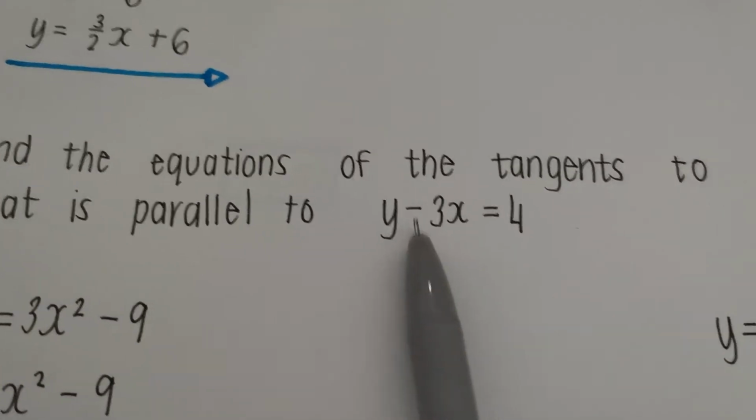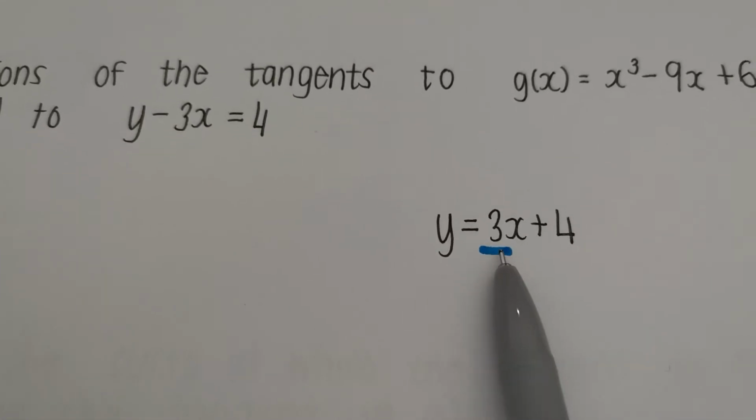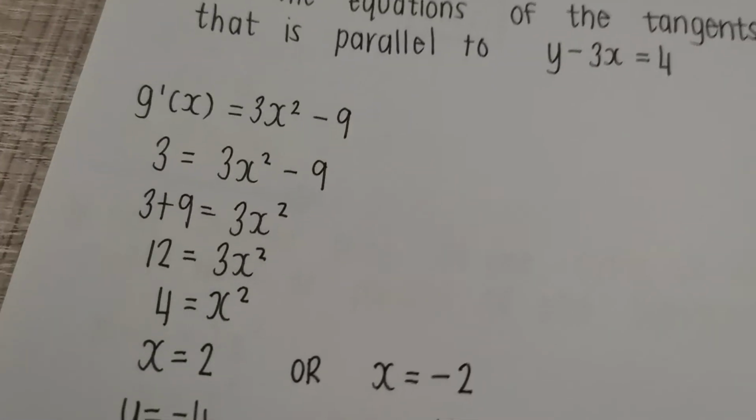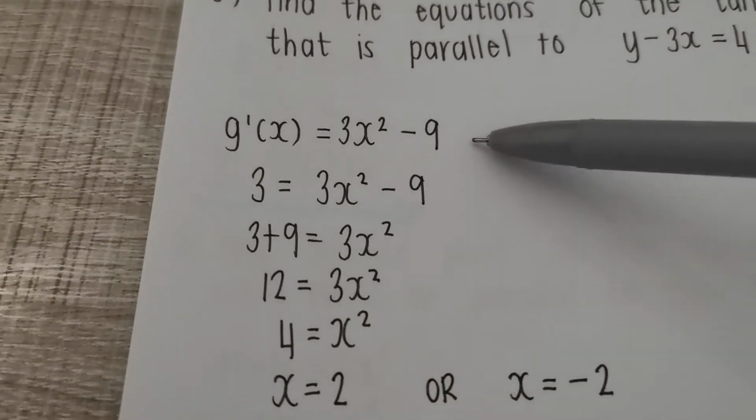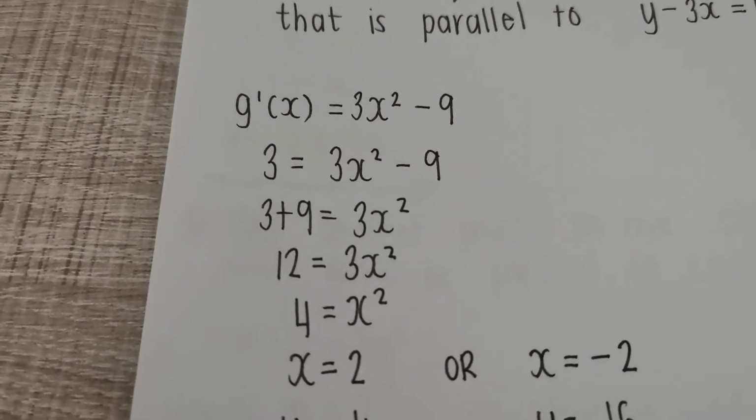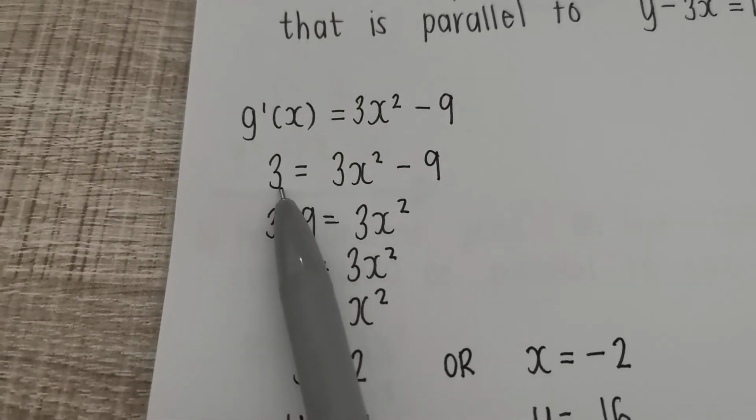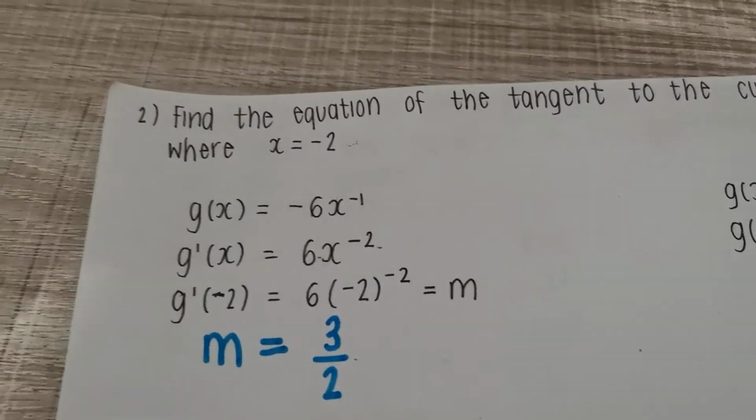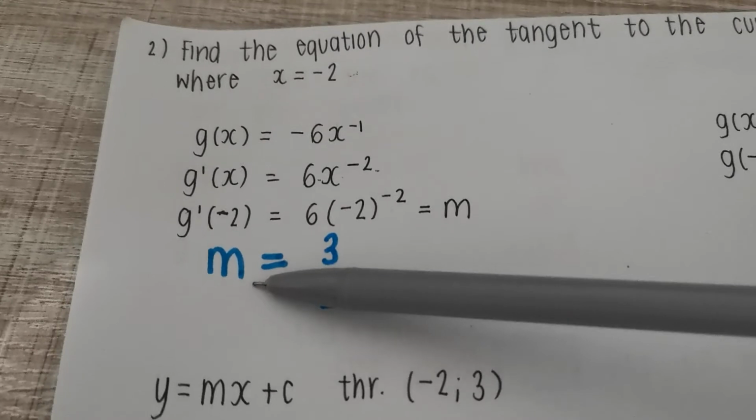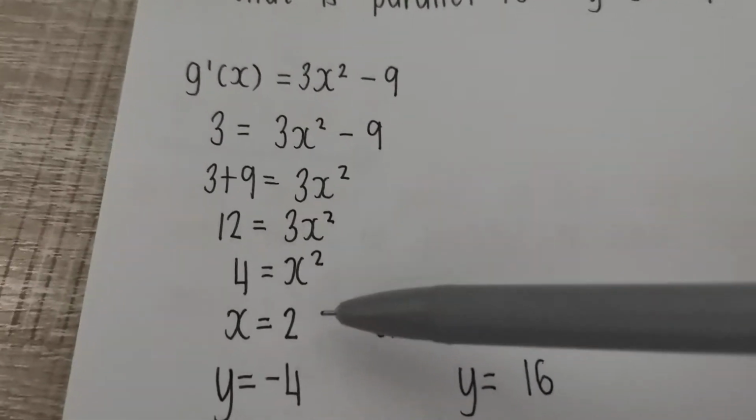So I took this one here and I rewrote it, giving me 3 as my gradient. I underlined it there for you. I found the derivative of this here. Now this time we're not subbing in any point. Instead, we know what the gradient is, so I equated it to 3. Remember in the previous one, we were given a point and we had to solve for the gradient. This time we are given the gradient, we need to solve for the particular point.